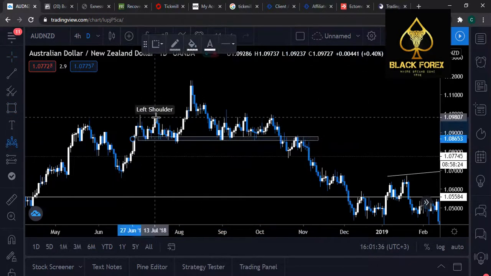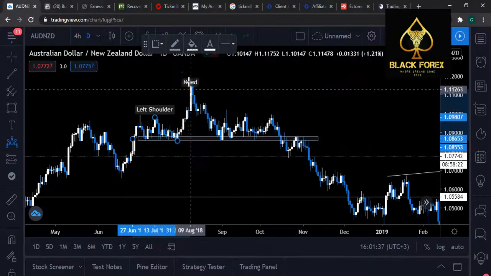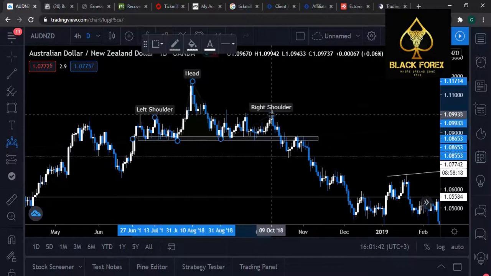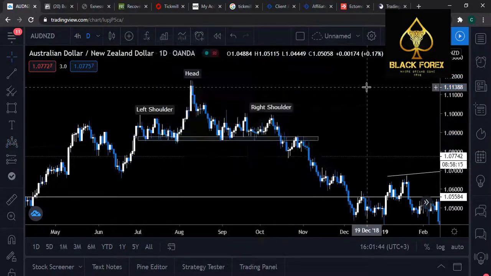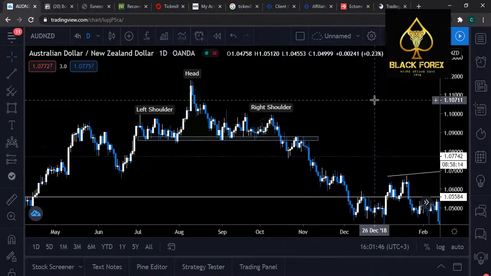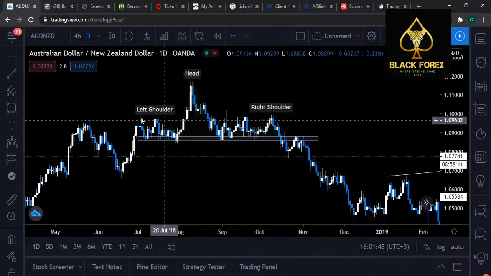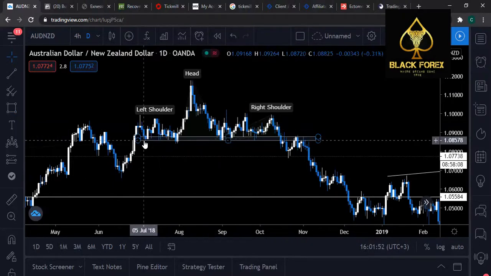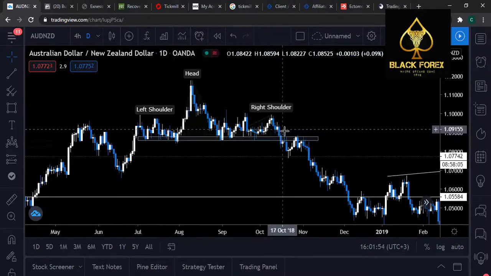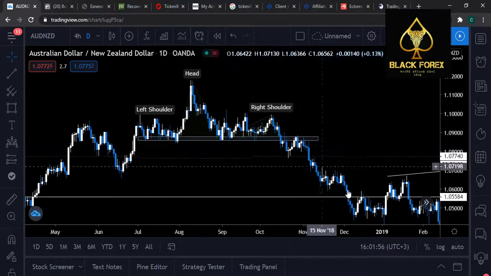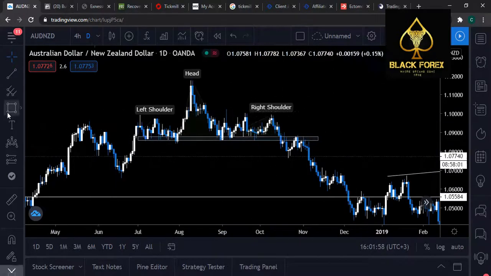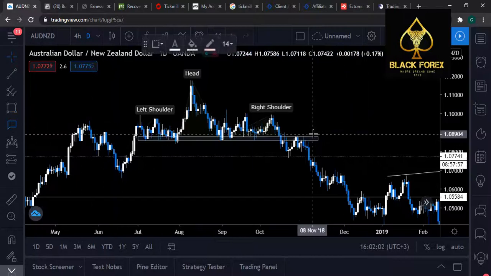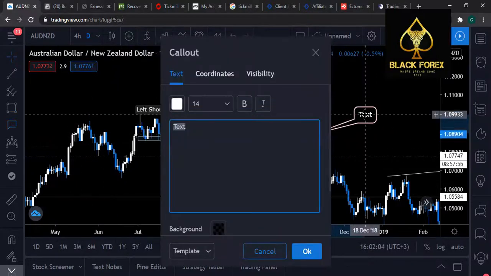Here would be your left shoulder. Here would be your head, and here would be your right shoulder. This is the left shoulder, this is the head, this is the right shoulder. And as you can see here, prices, after breaking, retested this neckline, because this would be the neckline, of course, as I told you.